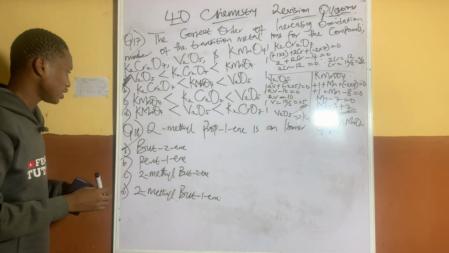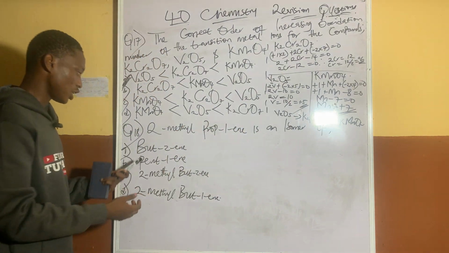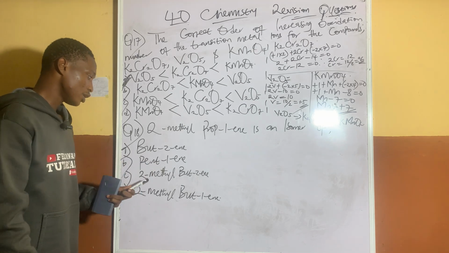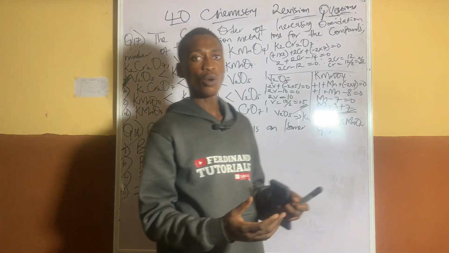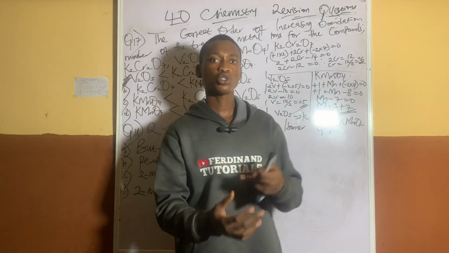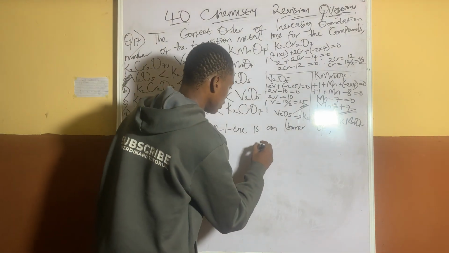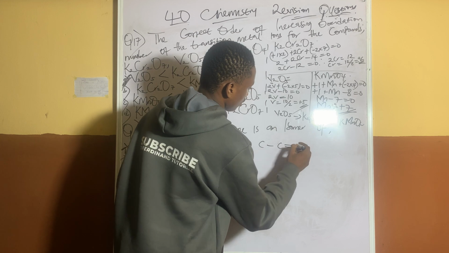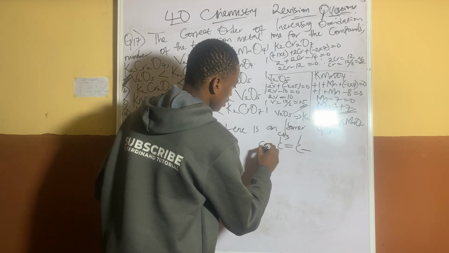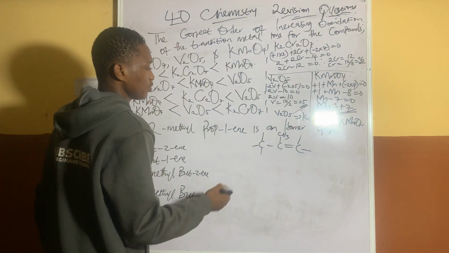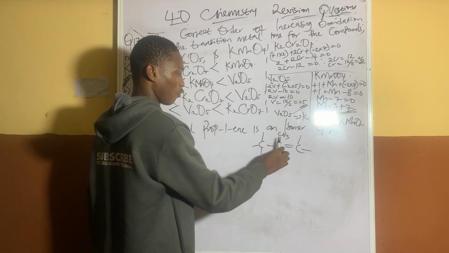Now if we go to question 18, it says 2-methyl-prop-1-ene is an isomer of what: A, but-2-ene, pent-1-ene, 2-methyl-but-2-ene, 2-methyl-but-1-ene. Isomers are compounds that have the same molecular formula but different structural or spatial arrangement. So 2-methyl-prop-1-ene simply means something like this, because prop-1-ene with a 2-methyl. How many carbon atoms do we have here? 1, 2, 3, 4.